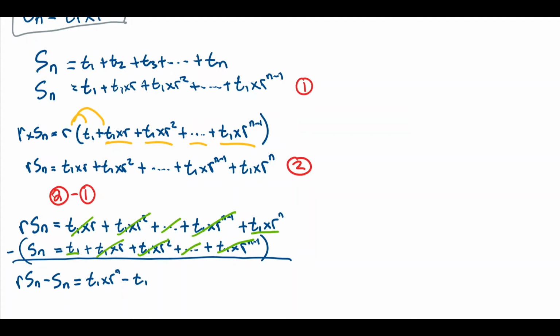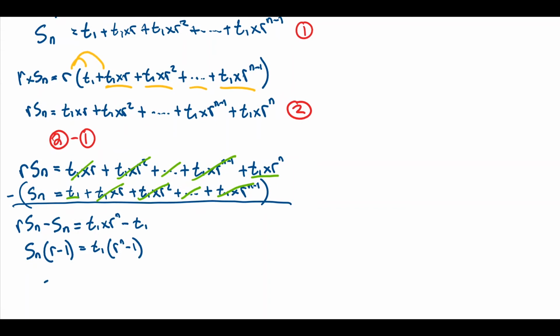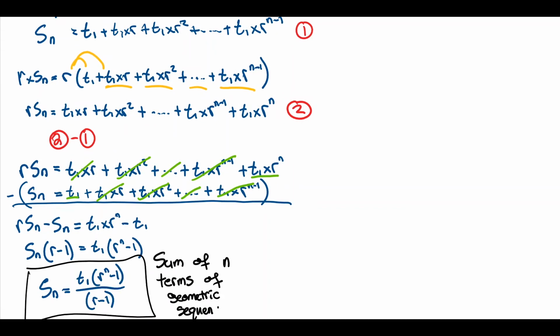What we can actually do is factor out the sum of n terms from both of these expressions, with r minus 1 being left over. And again, we can factor out t of 1 on both of these expressions with r to the n minus 1 out here. And we can just divide by r minus 1 and we get our equation. Okay, which is quite nice.